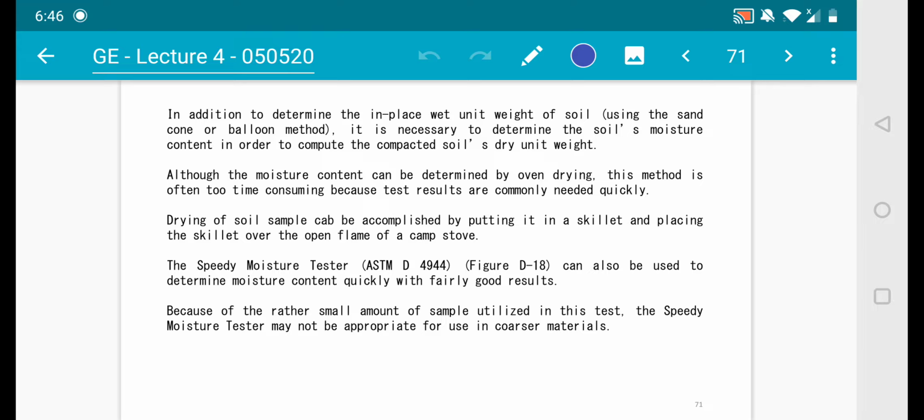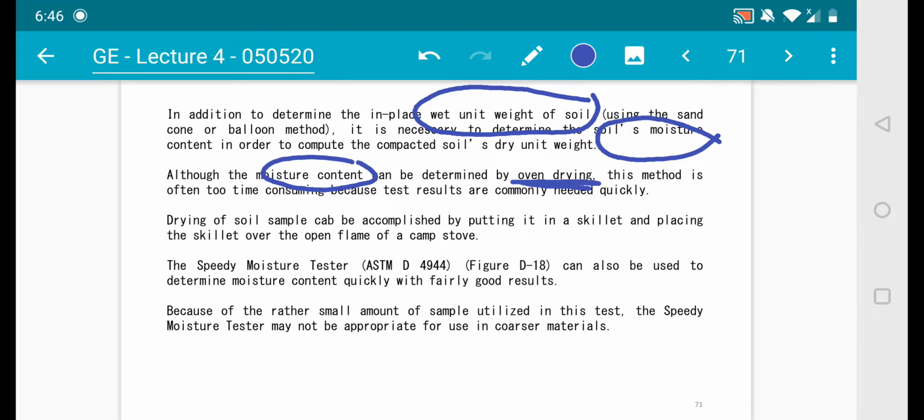Now, in addition to determining the in-place unit weight of soil, it is necessary to determine the soil's moisture content in order to compute the compacted soil's dry unit weight. Although the moisture content can be determined by oven drying, which is what you've done earlier, this method is often too time-consuming because test results are commonly needed quickly. You need 24 hours for oven drying.